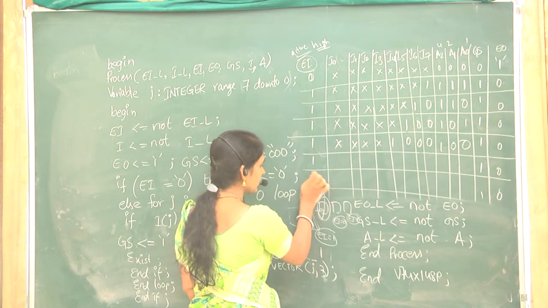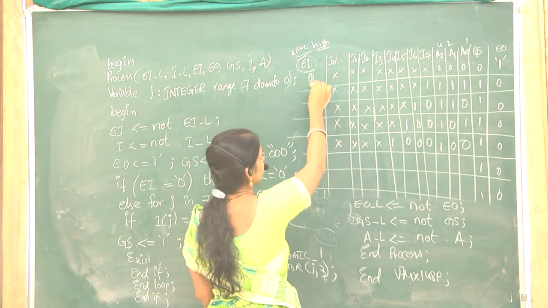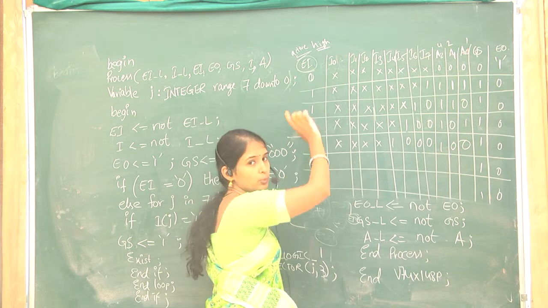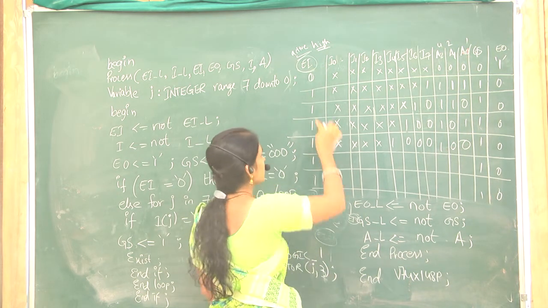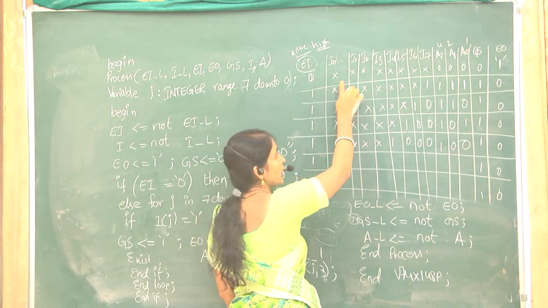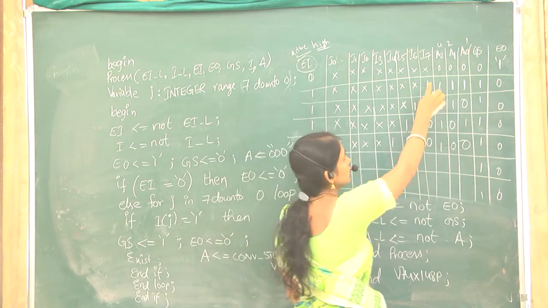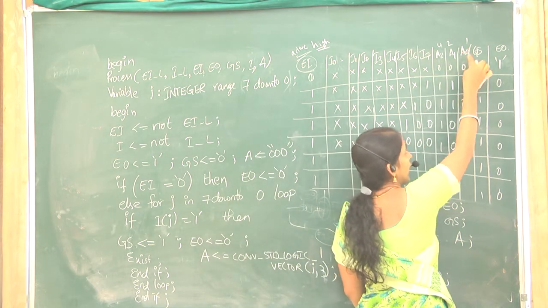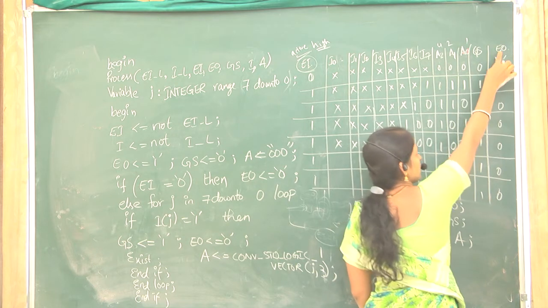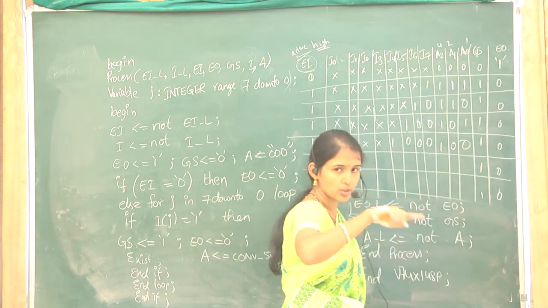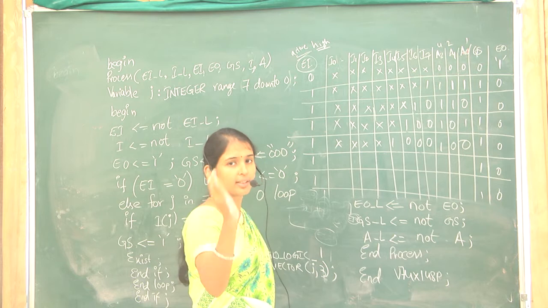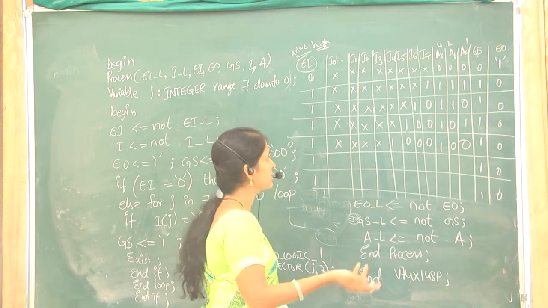The same is applicable here also. See, I am making enable input equivalent to 0. That means you are not accessing that IC. So directly outputs will be 0, and group select will be 0, and output enable. That means you are using it for cascading. So you will be checking for the next IC, whether there is any IC.